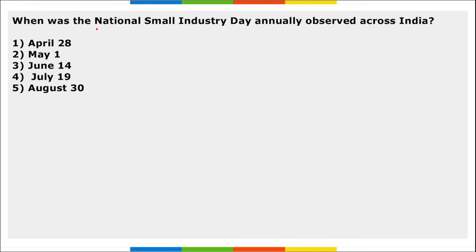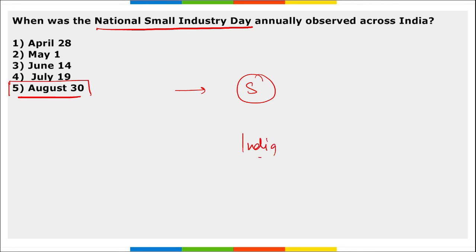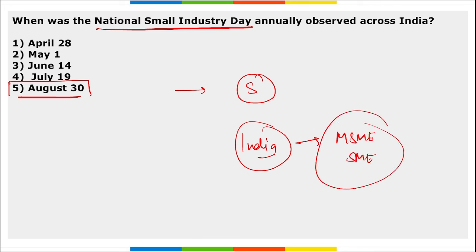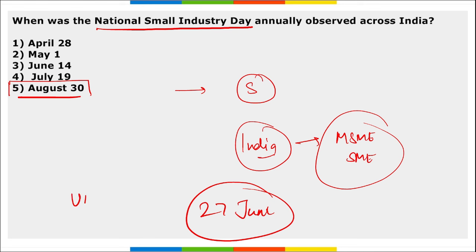Next, when was National Small Industries Day annually observed across the globe? It is 30th of August, and this day is observed to basically promote the small industries. Even if you see that our India is heavily betting on helping the MSMEs, the SMEs, so that they can grow at an international level. Also, the UN MSMEs Day is annually observed on 27th of June. That is your UN MSME Day.